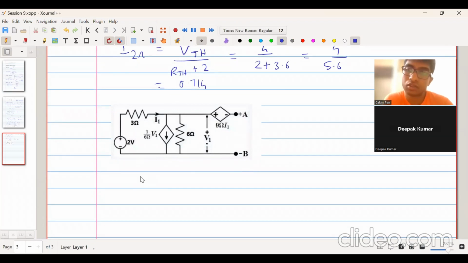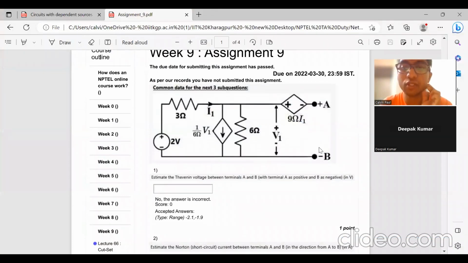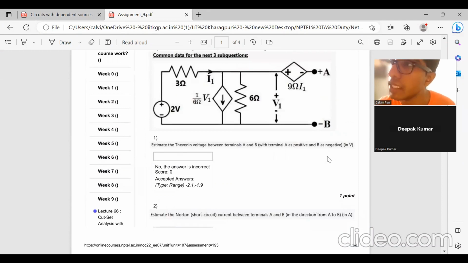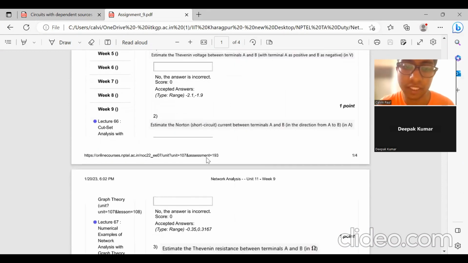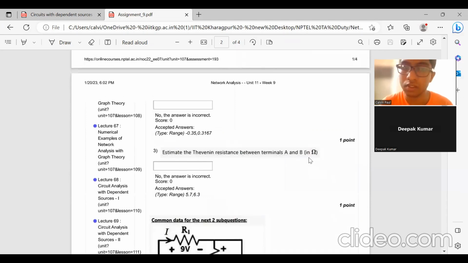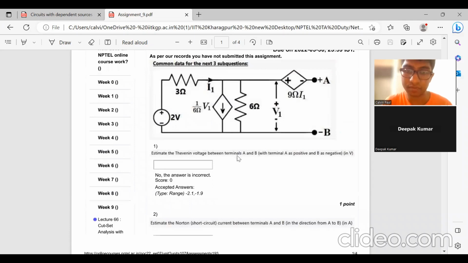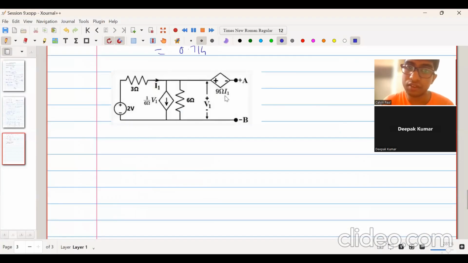So this is the network, and let us read the question. You want to estimate the Thevenin voltage between terminals A and B, where terminal A is positive and B is negative. Then we want to estimate the Norton short circuit current between terminals A and B, in the direction from A to B. And the next one is to estimate the Thevenin resistance, by finding the Thevenin voltage and the Norton current and then dividing them. So we have to find the voltage VAB.